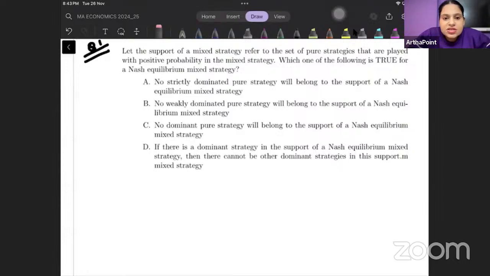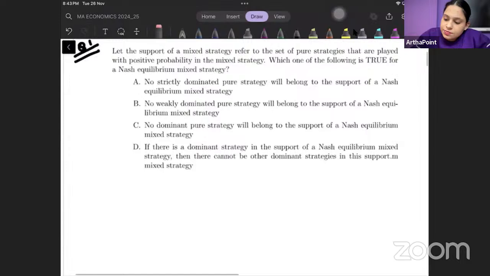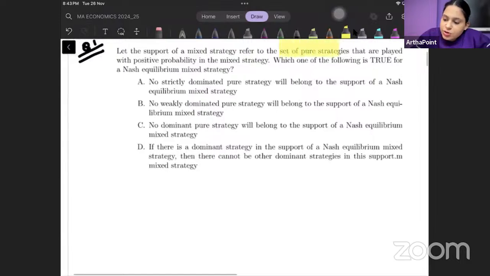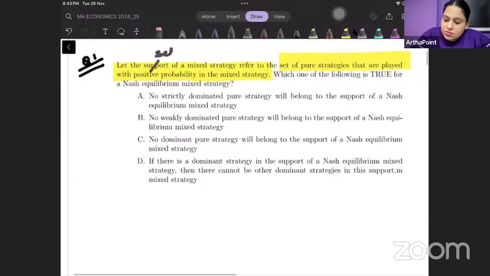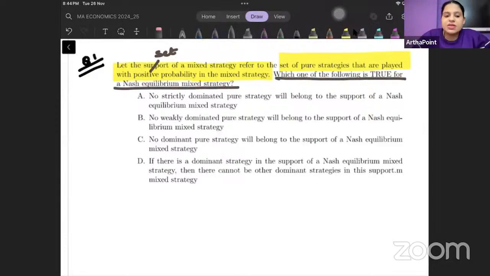Let the support of a mixed strategy refer to the set of pure strategies that are played with positive probability in a mixed strategy. This should be "let the set of". Which of the following is true for a Nash equilibrium mixed strategy? Okay, D. How about others?